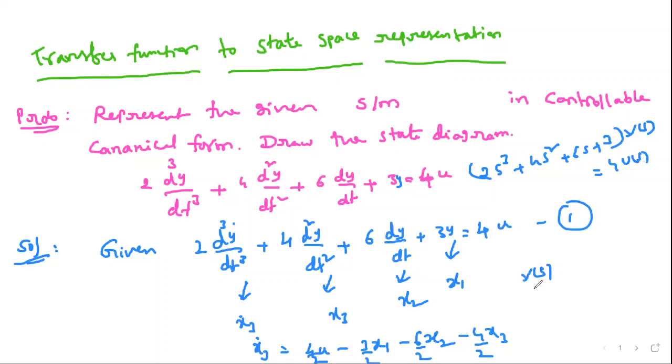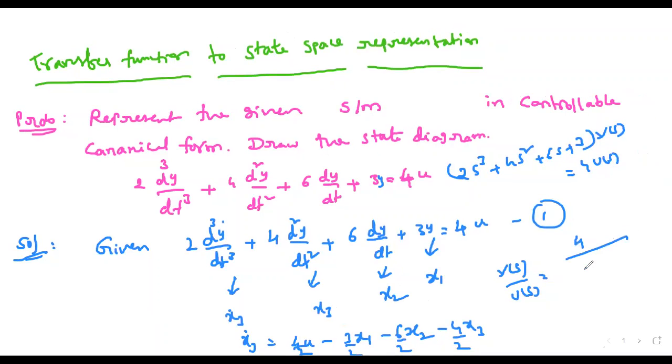Therefore, y of s by u of s is equal to 4 by 2s cube plus 4s square plus 6s plus 3. We know that here the leading coefficient should be 1. Therefore, if you take common 2 in the denominator and throw it to the numerator, it will become 2 divided by s cube plus 2s square plus 3s plus 1.5.